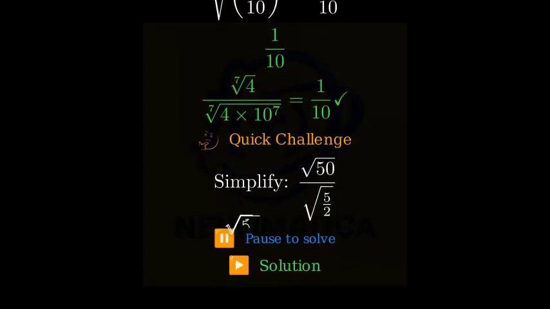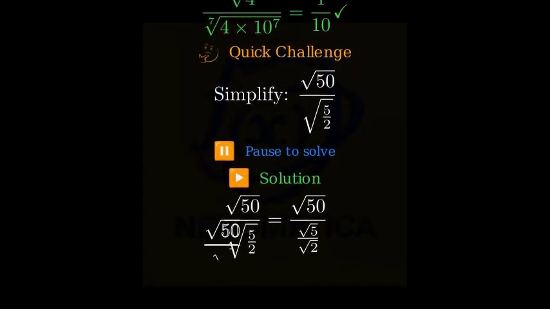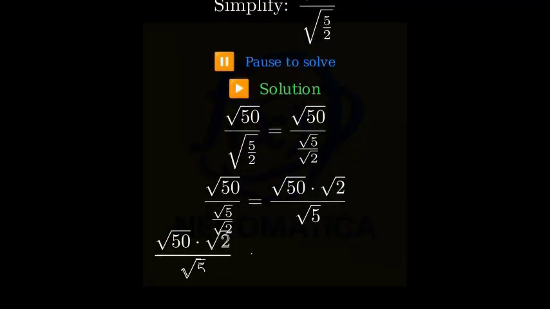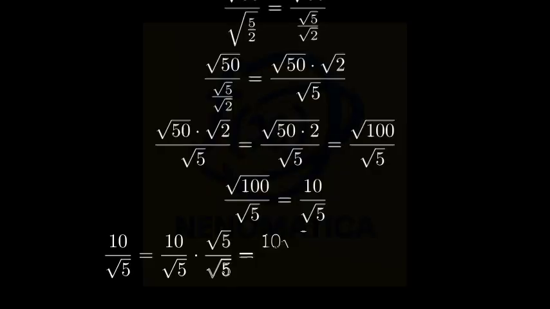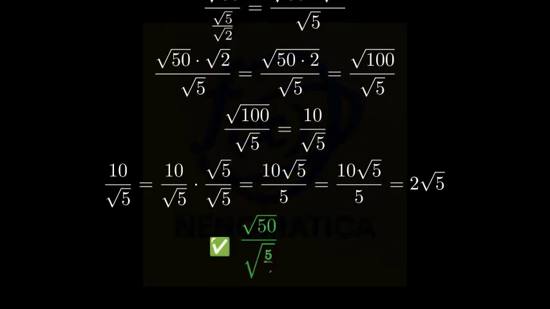Using the same approach, we have the square root of 50 divided by the square root of 5 halves equals the square root of 50 divided by the square root of 5 over the square root of 2. Simplifying, we get the square root of 50 times the square root of 2 over the square root of 5. Using the multiplication property of square roots, this equals the square root of 50 times 2 divided by the square root of 5, which is the square root of 100 divided by the square root of 5. Since the square root of 100 is 10, our answer is 10 over the square root of 5.